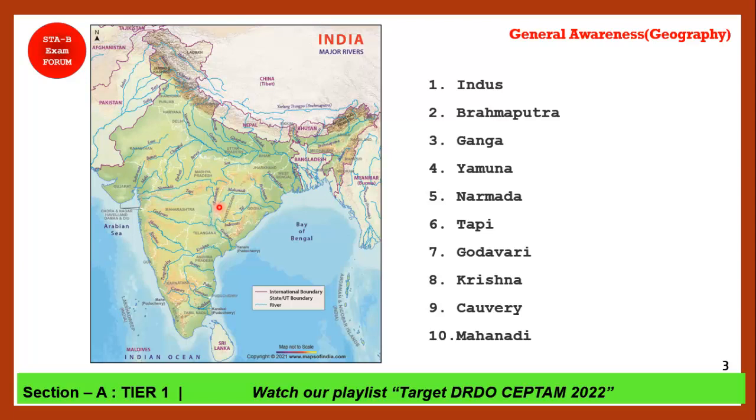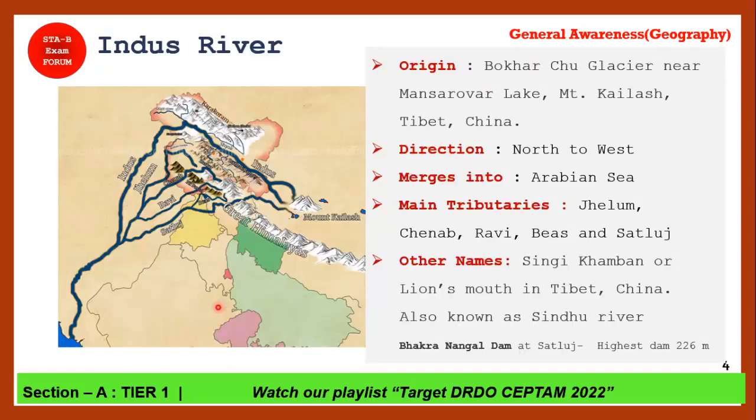Next is Mahanadi, it flows from west to east. Then Godavari, this is a Godavari river. Then this is the Krishna river, and this is the Kaveri river, okay. So you understood the location where in India they are actually present, okay. So we will see the first river, that is Indus river.